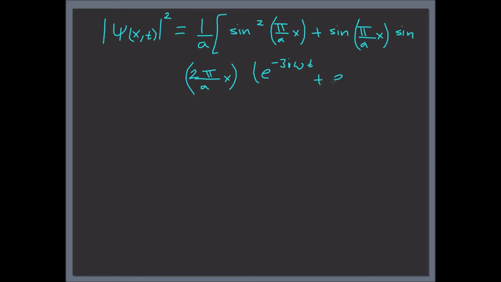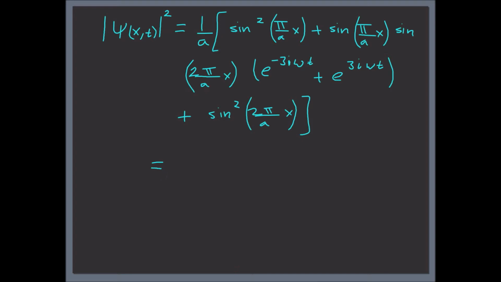plus e to the 3i omega t, plus the last term, which is sine squared of 2 pi divided by a x. This middle term, the cross terms, from this plus sign to this plus sign, I simplified using some exponential properties, but you can do it or you can take my word for it.